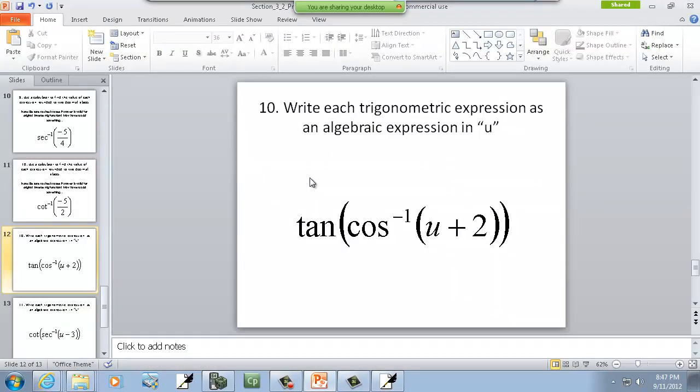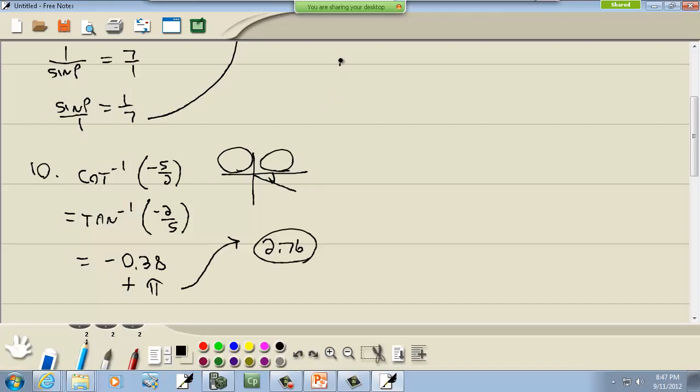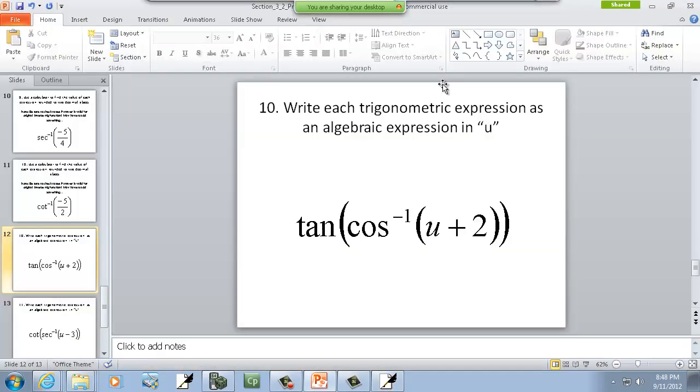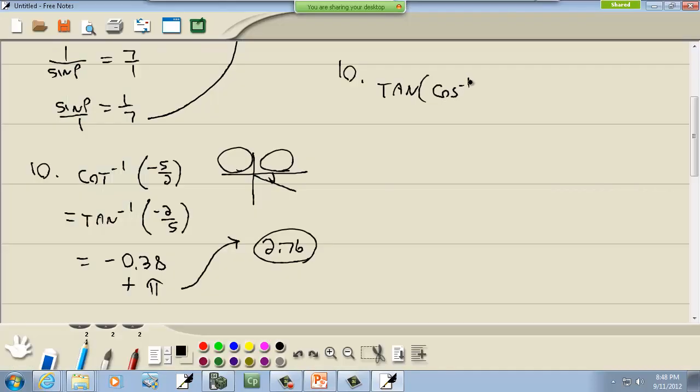Yeah, let's take a look at one of these problems. We've got tangent of inverse cosine of u plus 2. Now these are like the first ones we looked at, so we're going to follow those steps. The first step is to set the inner equal to a variable, like p. The second step was to eliminate the inverse trig function, so we'll take cosine of both sides.